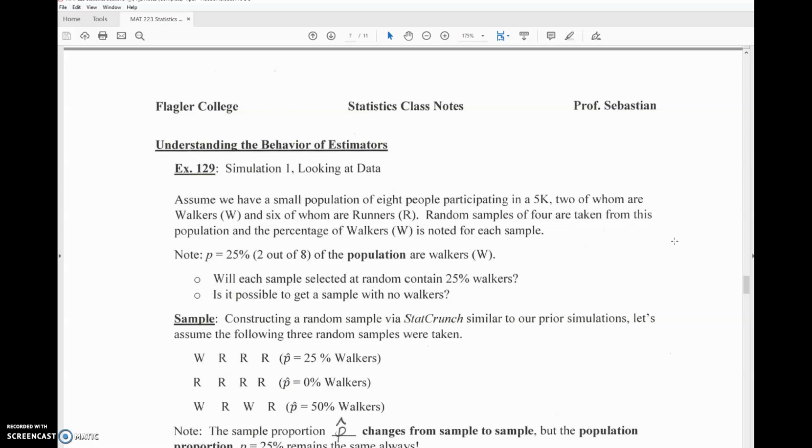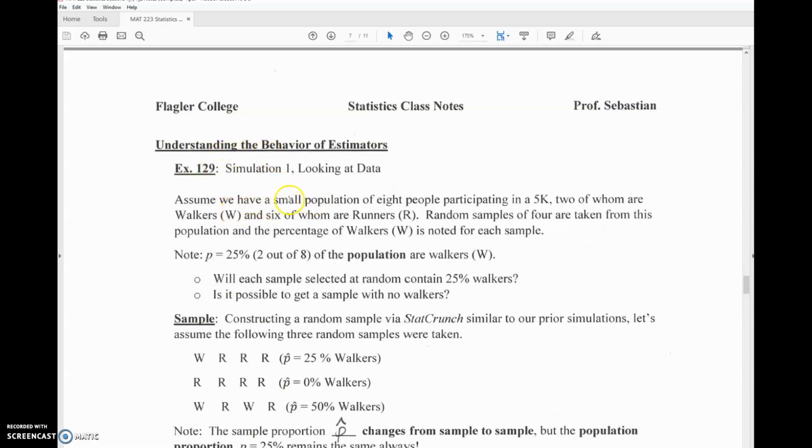We're in section 7.2. What we're getting into at this point is a series of 3 simulations that I've conducted, basically to show you how we're going to arrive at the amazing conclusion of what's called the central limit theorem in the next section. I'm going to start with simulation 1, which is example 129. We're trying to understand the behavior of estimators here.